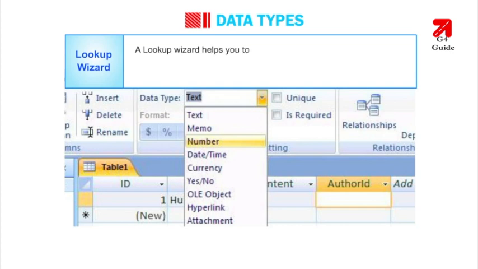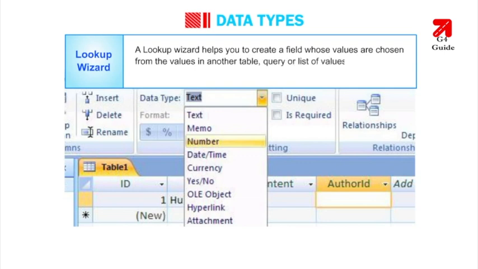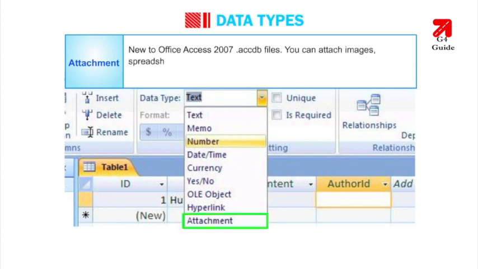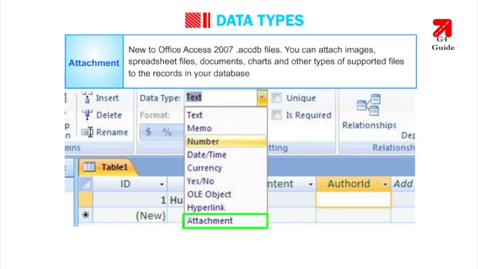Lookup Wizard helps you to create a field whose values are chosen from the values in another table, query, or list of values. By default, Access sets lookup fields to the number data type. Attachment is new to Office Access 2007. ACCDB files. You can attach images, spreadsheet files, documents, charts, and other types of supported files to the records in your database, much like you attach files to emails.